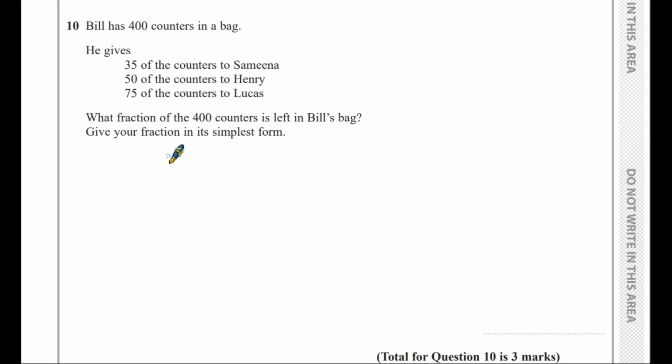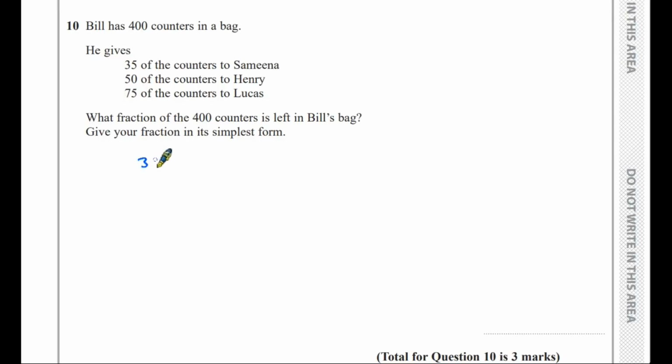Question 10. Bill has 400 counters in a bag. He gives 35 to Samina, 50 to Henry, 75 to Lucas, and we've been asked what fraction of the 400 counters is left in the bag. And let's be careful, we need to give the fraction in its simplest form.